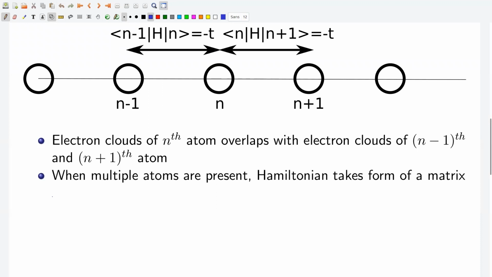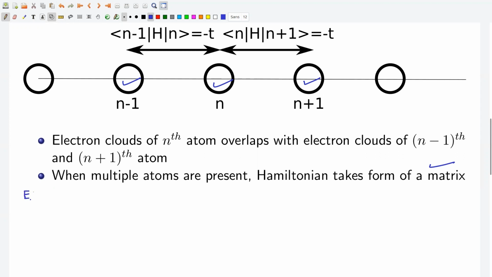Let us start with a 1D lattice. It is reasonable to assume that the electron cloud of the nth atom is overlapping with the electron cloud of the neighboring atoms, that is n-1th atom and n+1th atom, which are the nearest neighbors of the nth atom. When multiple atoms are present, the Hamiltonian takes the form of a matrix. Let us learn how to build the Hamiltonian matrix.